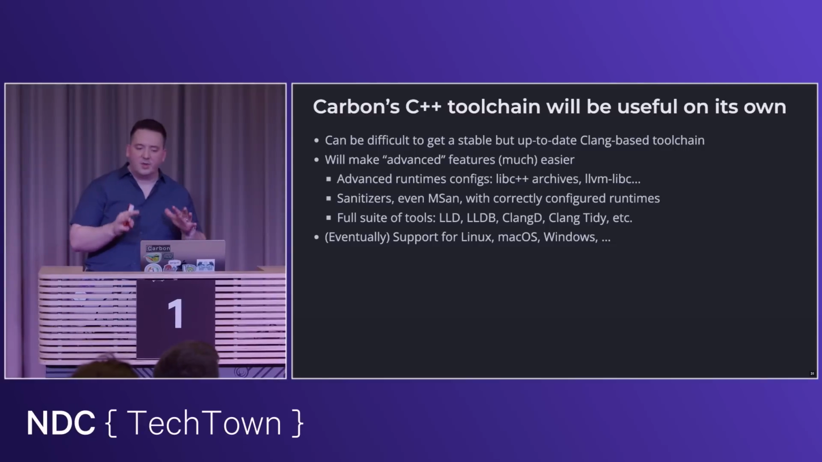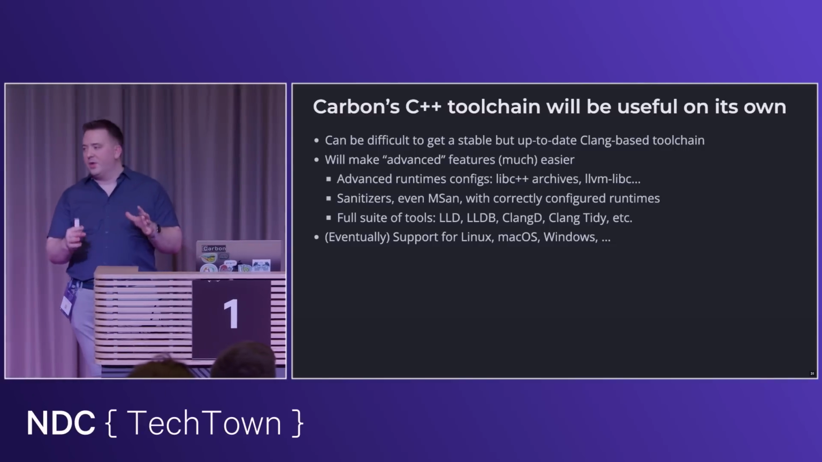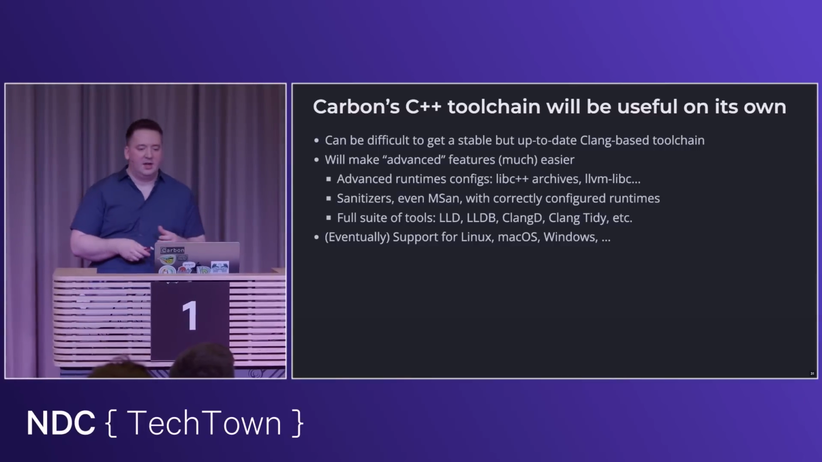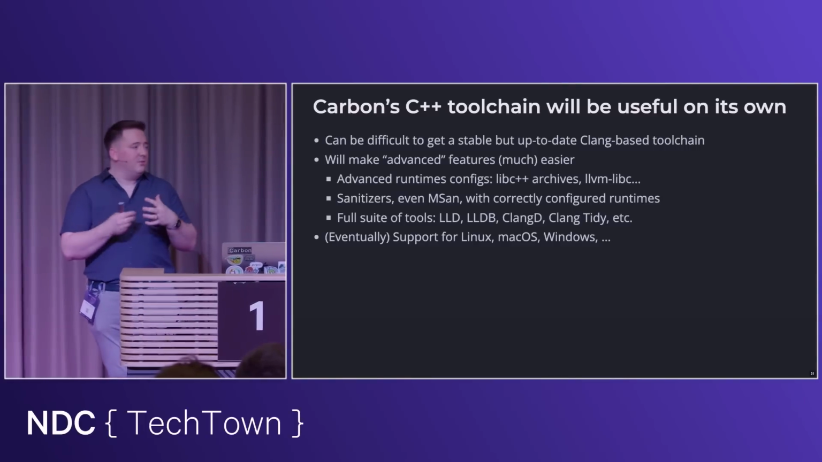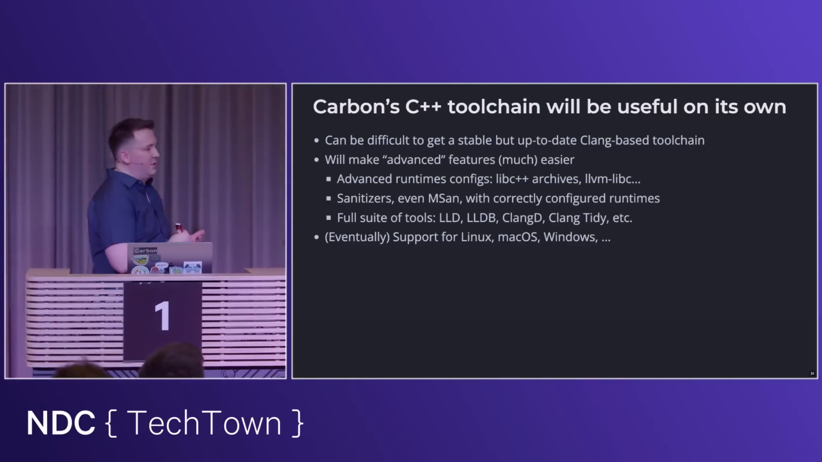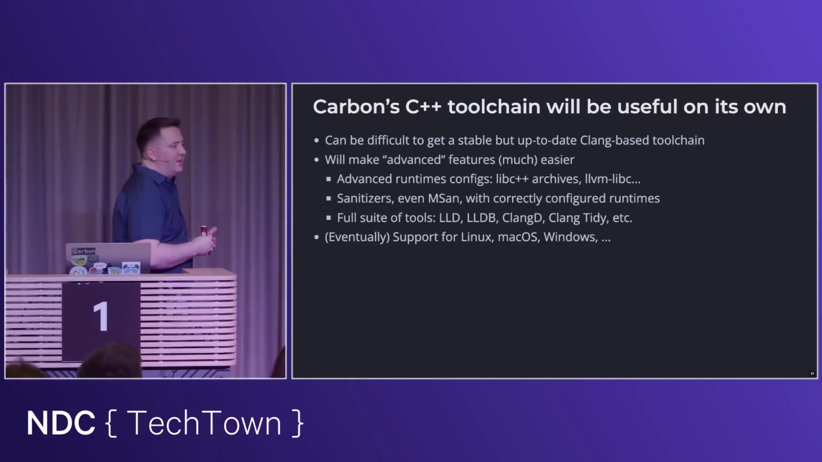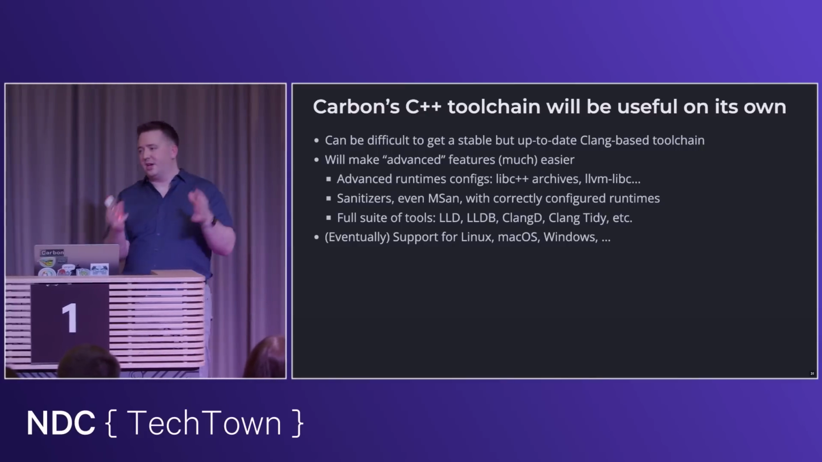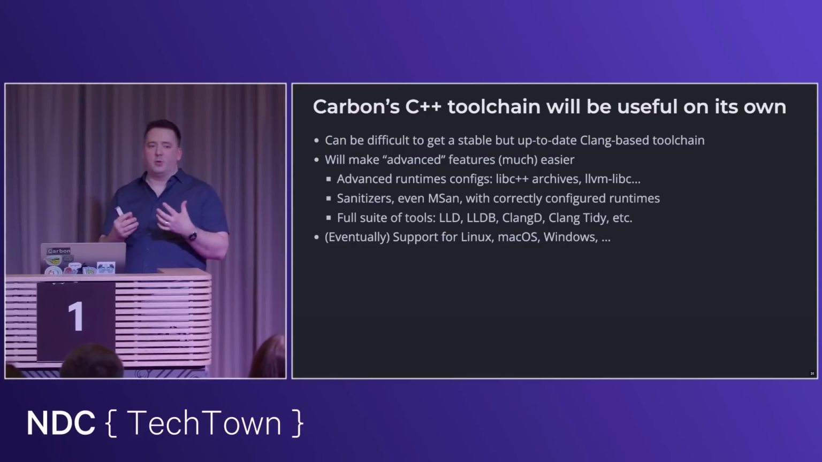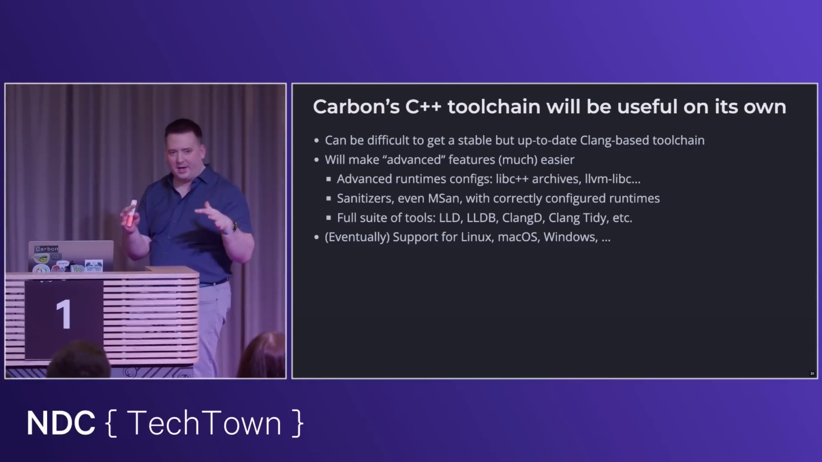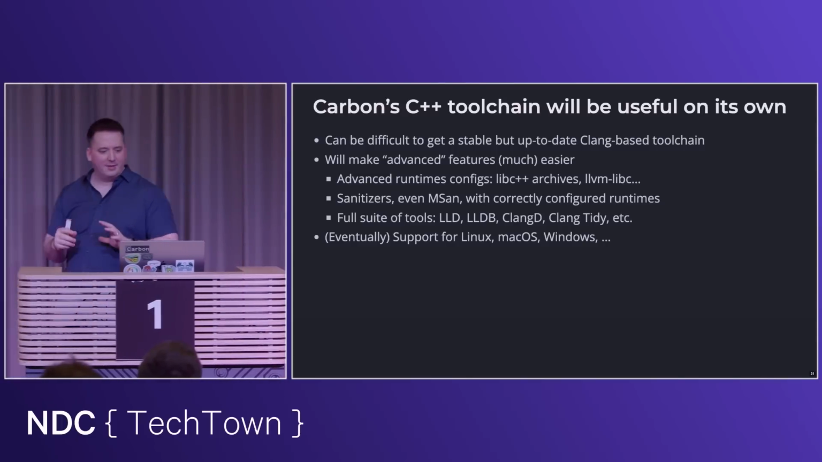Currently today, it's actually really annoying to get a stable, but also really up-to-date version of a Clang-based toolchain. And we can solve that. We can make it a lot more approachable. We can also make some of the more advanced features a lot easier. Things like getting all of the runtimes, like libc++, but not in the shared form, actually in the archive form, so that you don't have to get your R paths right. If someone has ever fought with libc++ R paths before, I feel your pain.